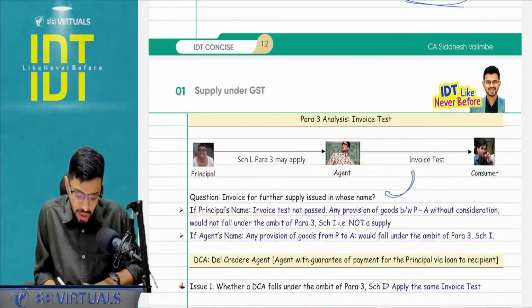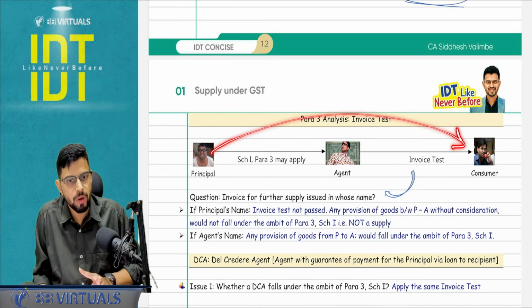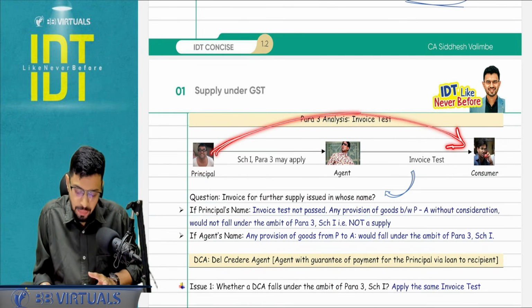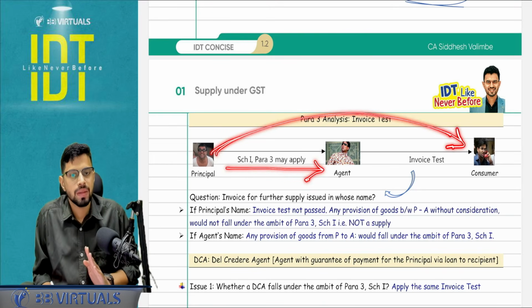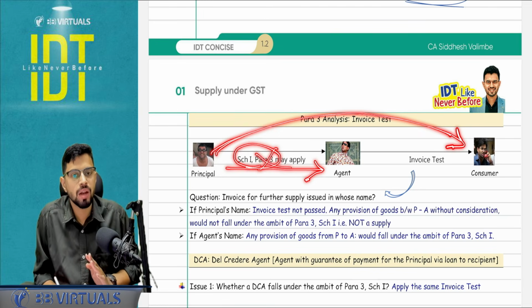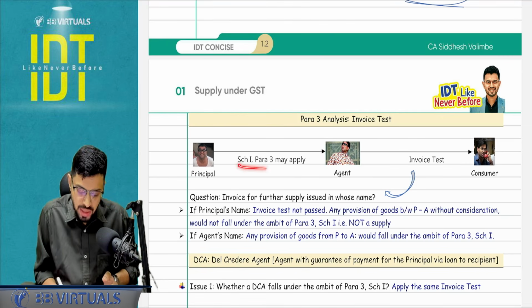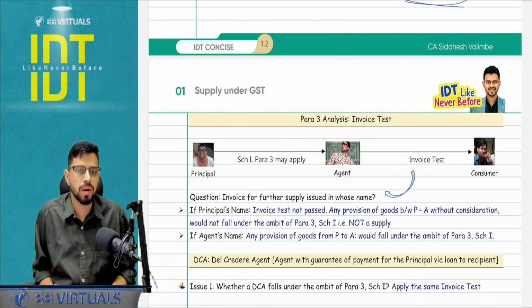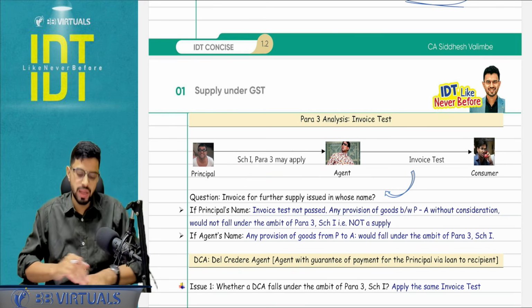Why? Because already one supply is there. You will not generate the liability twice for the principal. Already one supply is there, so you should not generate this liability a second time. So here paragraph number 3 will fail, the invoice test has failed. So legally we say that this transaction will not fall under the ambit of paragraph number 3, schedule number 1. I hope this is absolutely clear.